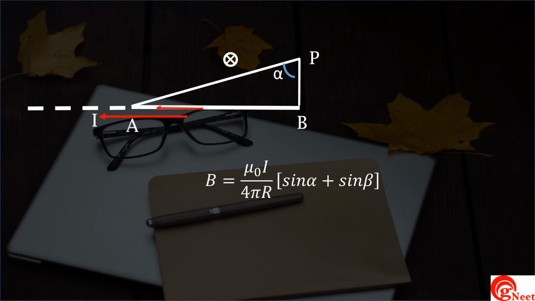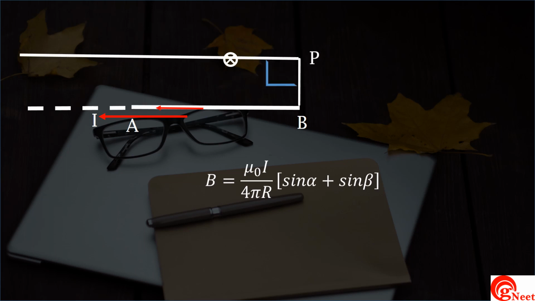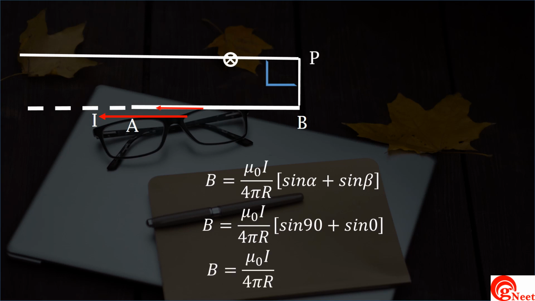If we extend the length of the current carrying conductor to our left infinitely, angle alpha eventually becomes 90 degrees. So, by substituting alpha equal to 90 degrees and beta equal to 0 degrees in our formula, we get the equation B is equal to mu0 I upon 4 pi r into bracket sin 90 plus sin 0 bracket close. Since sin 90 is equal to 1 and sin 0 is equal to 0, we get B is equal to mu0 I upon 4 pi r.